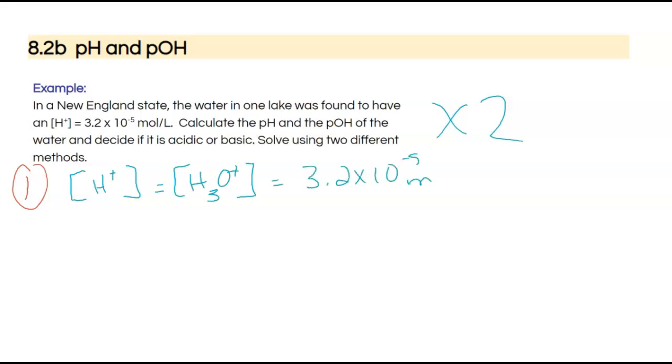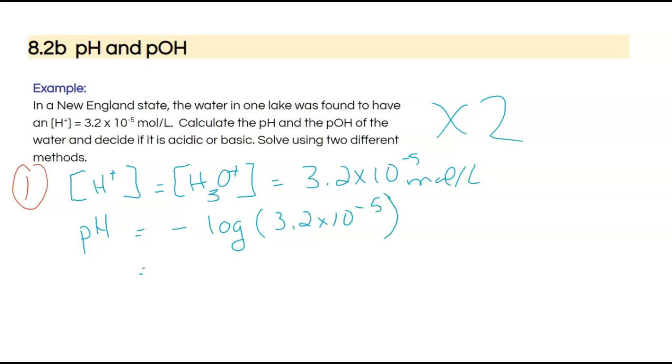So one way that we can use this is we can find the pH, and that's going to be equal, pardon me, to the negative log of my hydronium ion concentration of 3.2 times 10 to the negative 5.